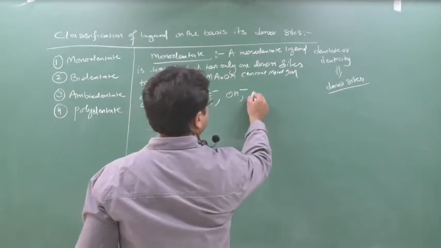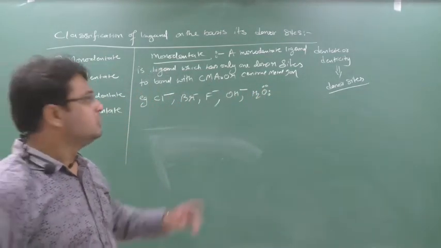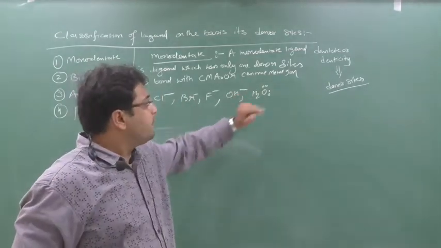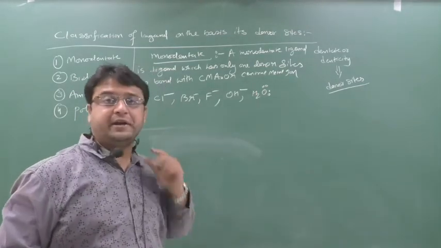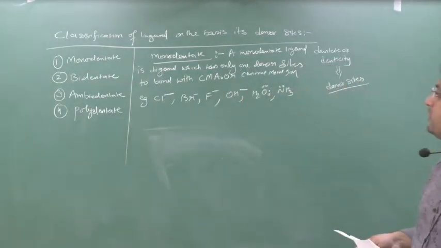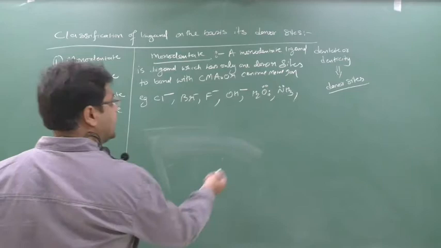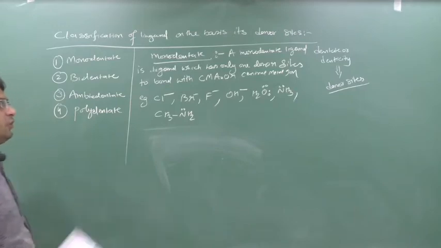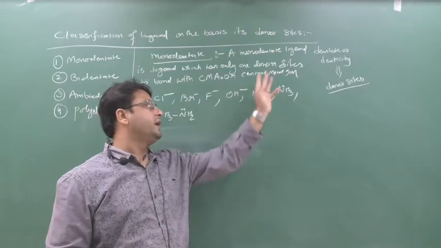Next is H2O. Now see here, H2O has two lone pairs. Out of two lone pairs, it can donate only one lone pair to one central metal atom. The other lone pair cannot be donated. Then next is ammonia. It has one lone pair; the nitrogen has only one lone pair. Then we can write down methylamine. Methylamine also has one lone pair only, so only one site to donate.